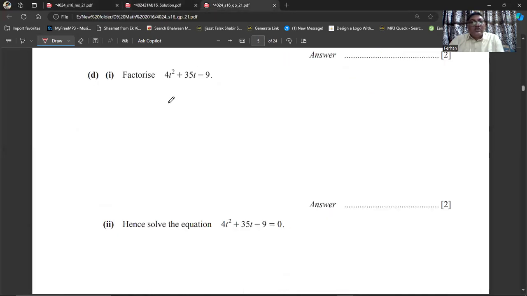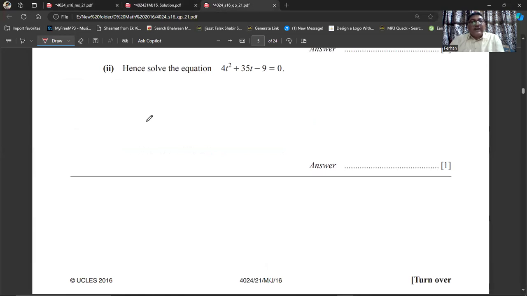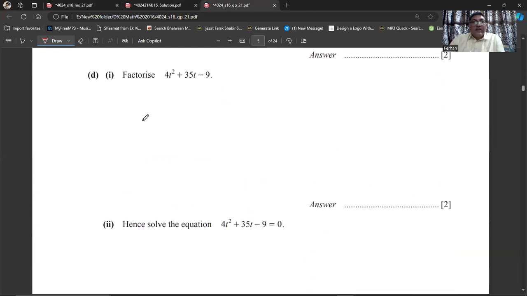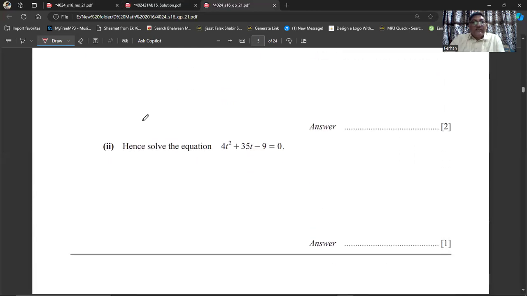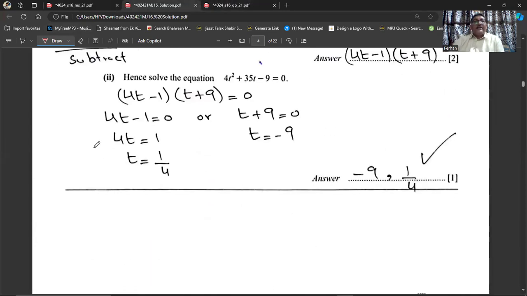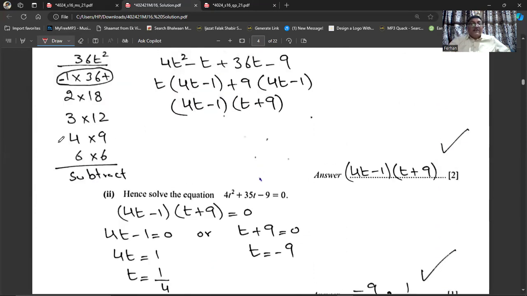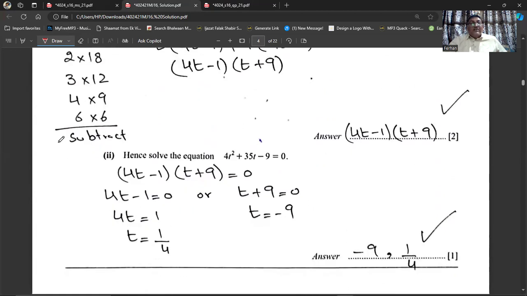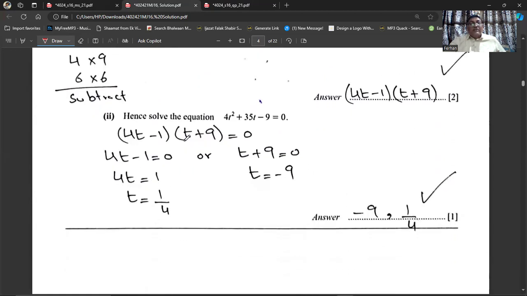This is my solution. Question number 2D, second part. It says, hence solve the equation. This is that 1 mark question: 4t square plus 35t minus 9 equals 0. The left side can be factorized. We have already factorized it in the previous part. So I will write 4t minus 1 in the bracket, t plus 9 in the other bracket, equals 0.